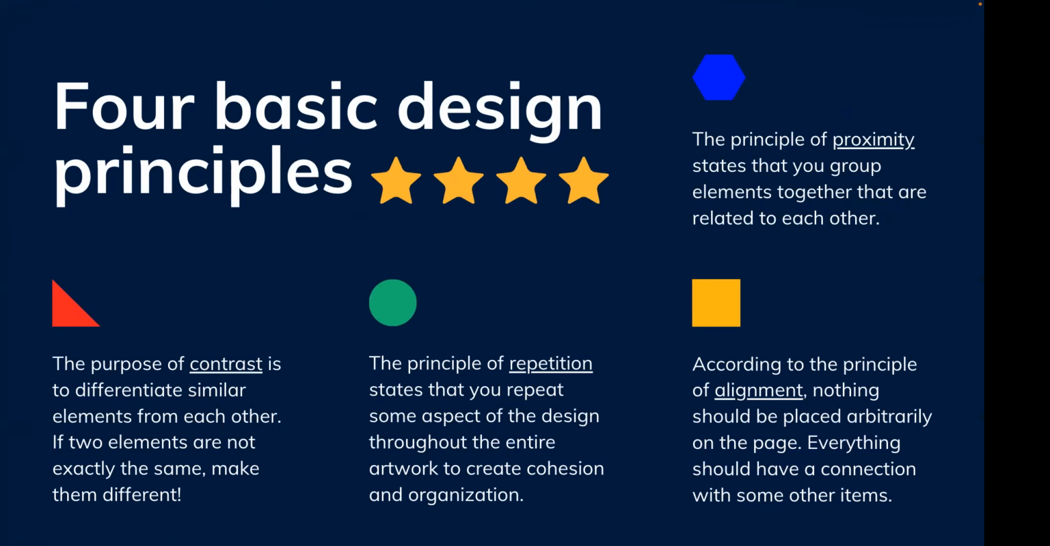The purpose of contrast is to differentiate similar elements from each other. If 2 elements are not exactly the same, you need to make them different. The principle of repetition states that you repeat some aspects of the design throughout the entire artwork to create cohesion and organization. The principle of proximity states that you group elements together that are related to each other. And then alignment, according to that principle, nothing should be placed arbitrarily on the page. Everything should have a connection with some other items.